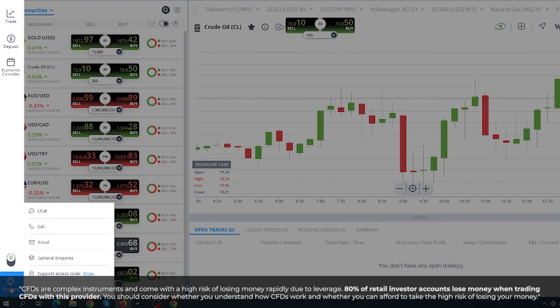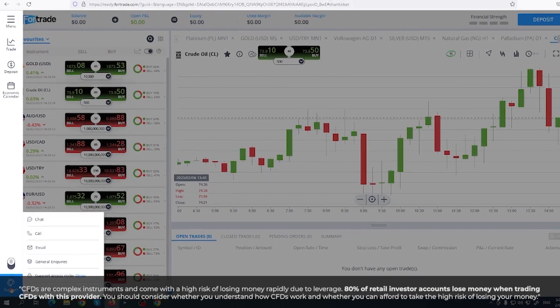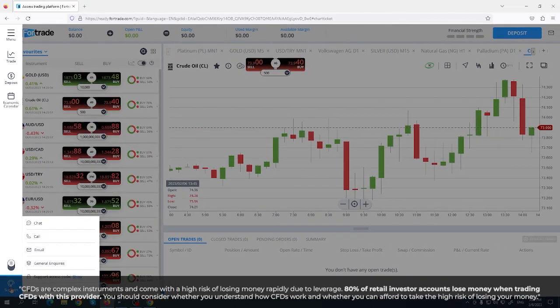Lastly, I would just like to remind you that all investment involves risk, and you should consider whether you understand how CFDs work and whether you can afford to take the high risk of losing your money.